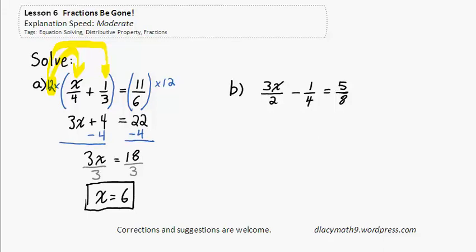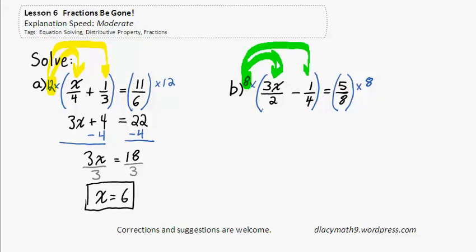Remember, the first thing to do is slap brackets around both the left and the right hand side. I don't know yet what I want to multiply by, but I'm going to multiply by something. Look at the denominators, 2, 4, and 8. The smallest number that each of these divide into is 8. So I will multiply both sides by 8. Again, I will use the distributive property to multiply this 8 in.